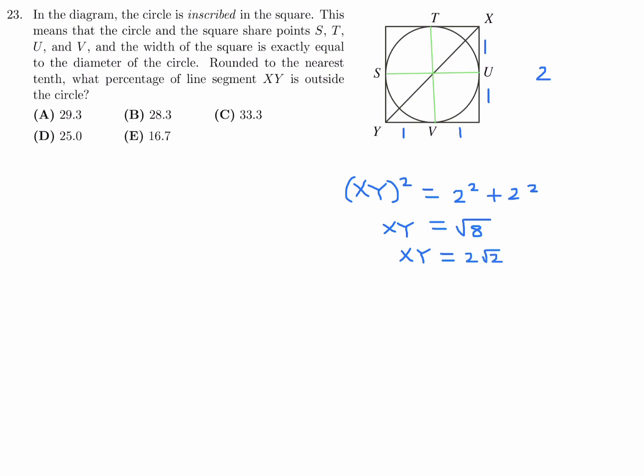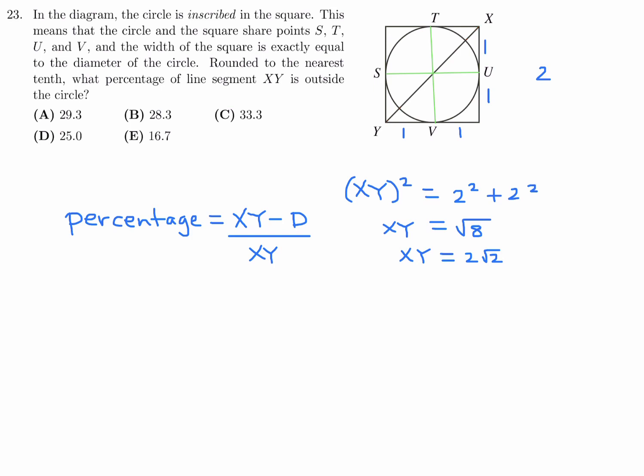Okay. So now all we have to do is to figure out this percentage, is figure out the following. It would be XY minus this segment, which is essentially the diameter of the circle, all over XY. Right? Because if we take XY and subtract from it the diameter, that will give us those 2 pieces. And that's what they want. They want you to figure out those 2 pieces divided by the full XY. That is the percentage that they're interested in.